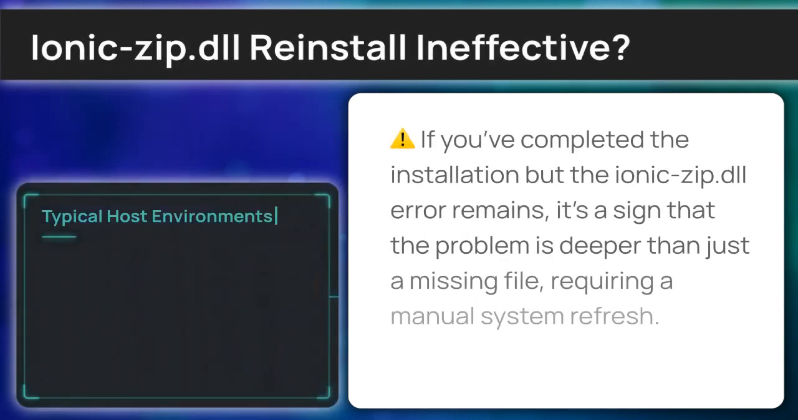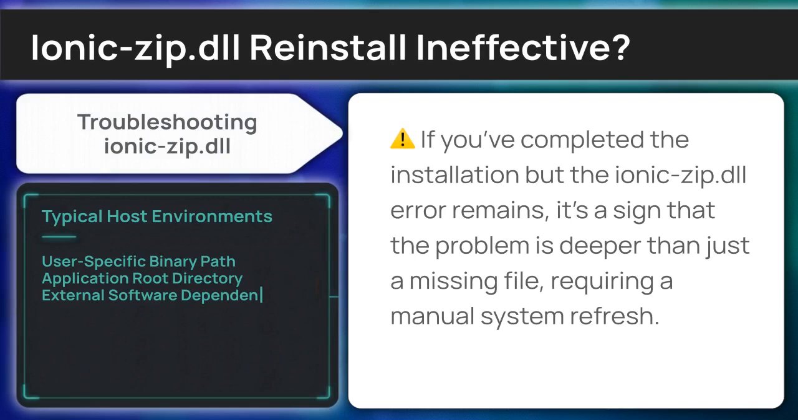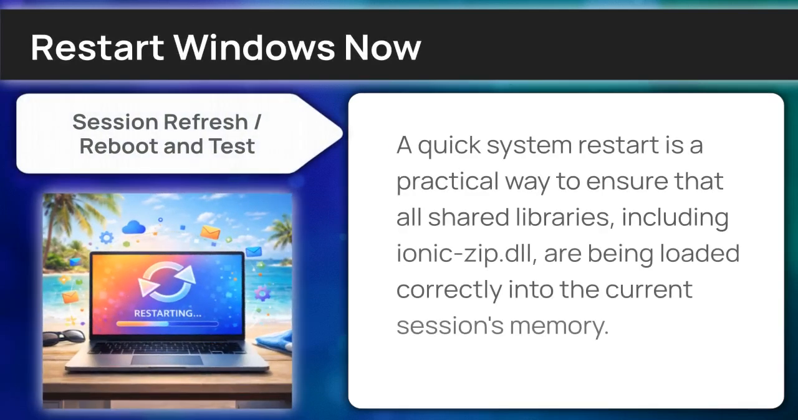If the redistributable repair didn't resolve the pop-up, the next logical step is to analyze the local environment for process conflicts. A standard reboot clears out temporary memory conflicts and gives the Windows loader another chance to properly register the Ionic Zip library component during startup.